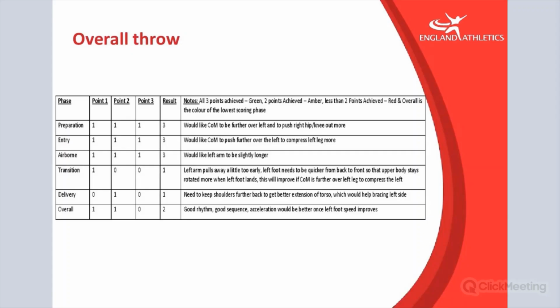Okay, we're ready? Let's get started again. So I left my assessment of Phoebe in a full throw. We'd covered preparation and entry, and now we're on to airborne. So again, when I was assessing her against the model, she scored 1 in each component of the phase. But again, I'd make the comment that I'd like her left arm to be slightly longer. So let me just bring the video up again.